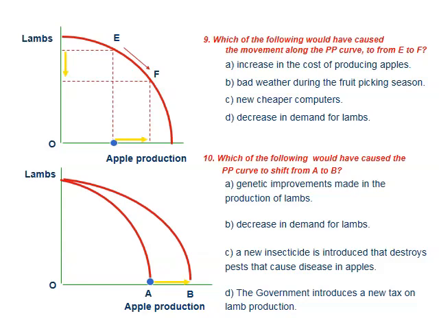And the last one, if the government introduced a new tax on lamb production, again, that wouldn't affect the capacity to produce lambs, just the costs would rise. That will be studied later.